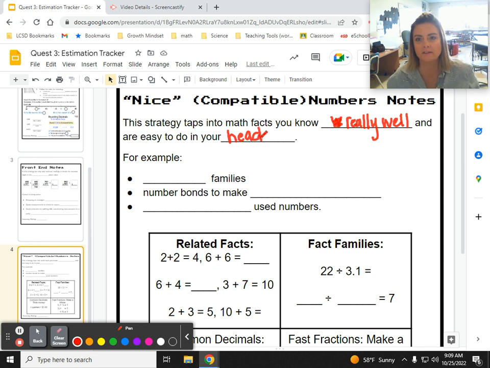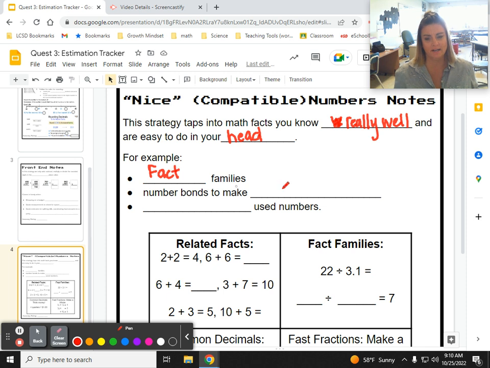This only works if you pick numbers that you know well. I've had kids in the past try this and they say compatible numbers are 21 and 7, but they don't know that 21 divided by 7 is 3. So that's not helpful, right? You've got to pick something that you know. So what are your fact families?